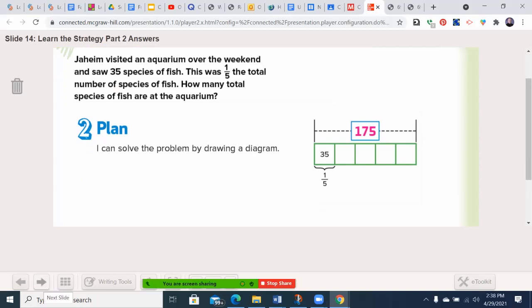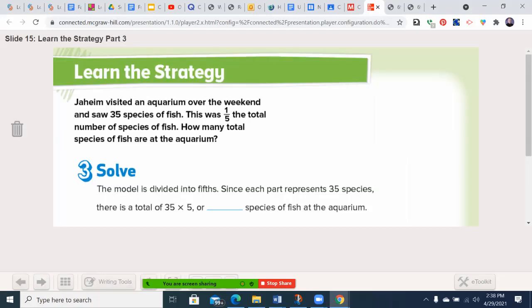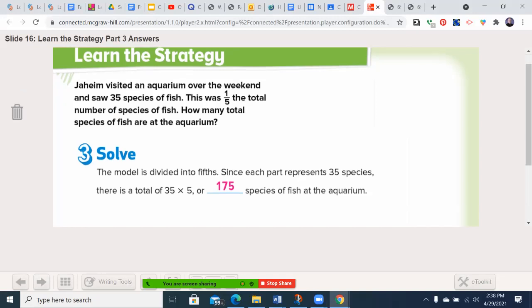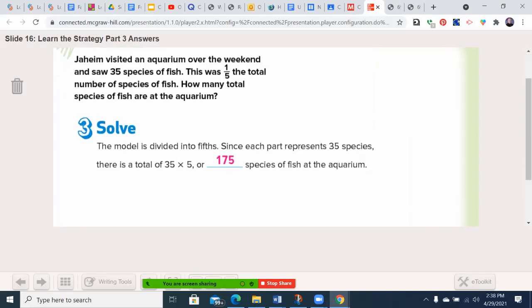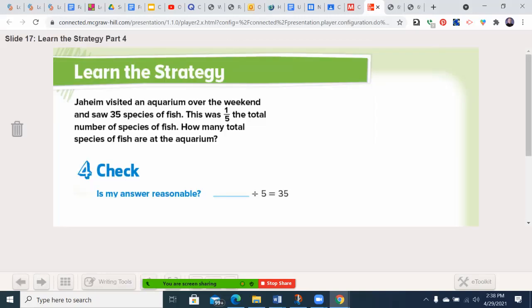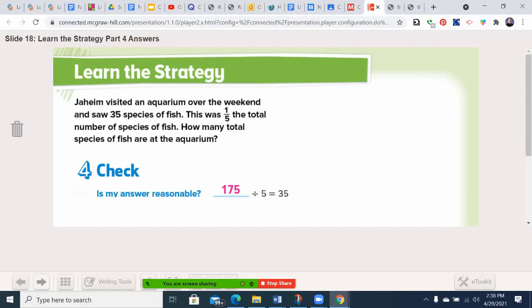All right, let's go move forward here. We solve it, and you already saw the answer, which is 175. And now that we've gone that far, we can check it. And is their answer reasonable? 175 divided by 5 is 35. So yes, it is. Make sure that's all written in, and then we'll go to the top of the next page where we'll practice it and do this one together. Then I'll give you one to practice, and then I'll give you a chance to shine.